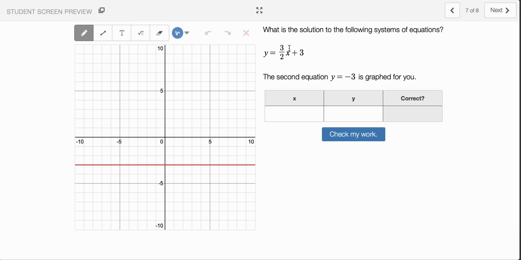Next problem. On this one, we have to graph our first equation, and then the second equation is already graphed for us. The second equation is y equals negative 3. If it's y equals negative 3, that's just a horizontal line that goes through negative 3. So now I have to graph y equals 3 over 2x plus 3.